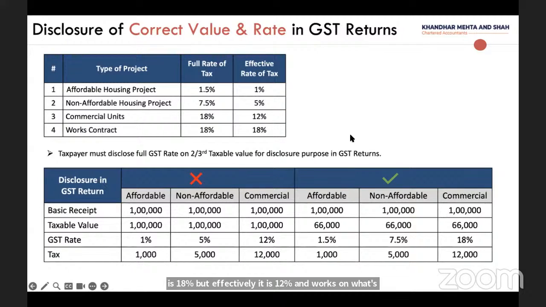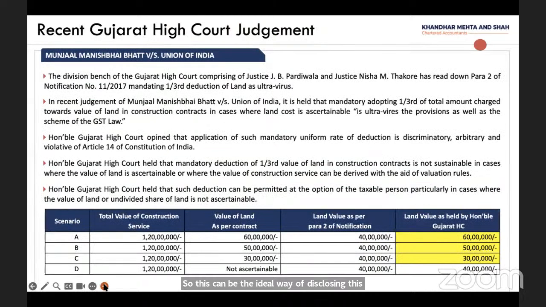Now, there are different perspectives on how you should disclose this type of transaction being undertaken by a developer in your GST returns. Our recommendation is that this type of disclosure is not proper. The disclosure must be like the taxable value of 66,000 on each, on which 1.5% or 7.5% or 18% should be made applicable, and accordingly tax should be calculated. So this can be the ideal way of disclosing these particular transactions in your GST returns.